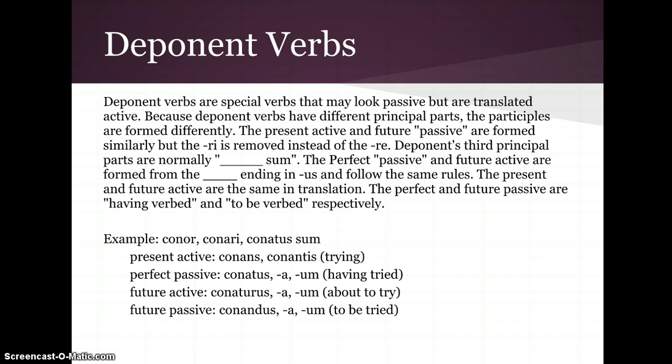conantis, meaning trying. In the perfect passive, conatus sum, having tried. In the future active, conaturus sum, about to try. And in the future passive, conandus sum, to be tried.